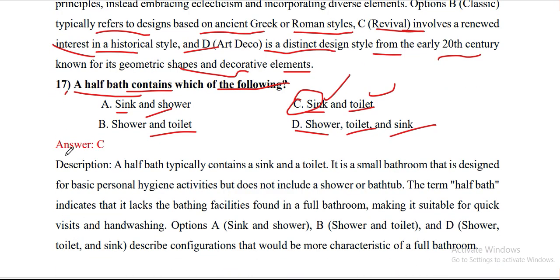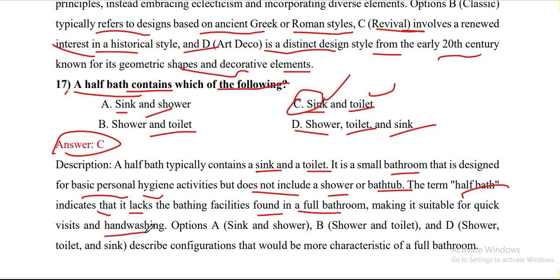Option C. The half bath typically contains a sink and toilet. It is a small bathroom designed for basic personal hygiene activities, but it does not include a shower or bath. The term half bath indicates that it lacks the bathing facilities found in a full bathroom, making it suitable for quick visits and washing.